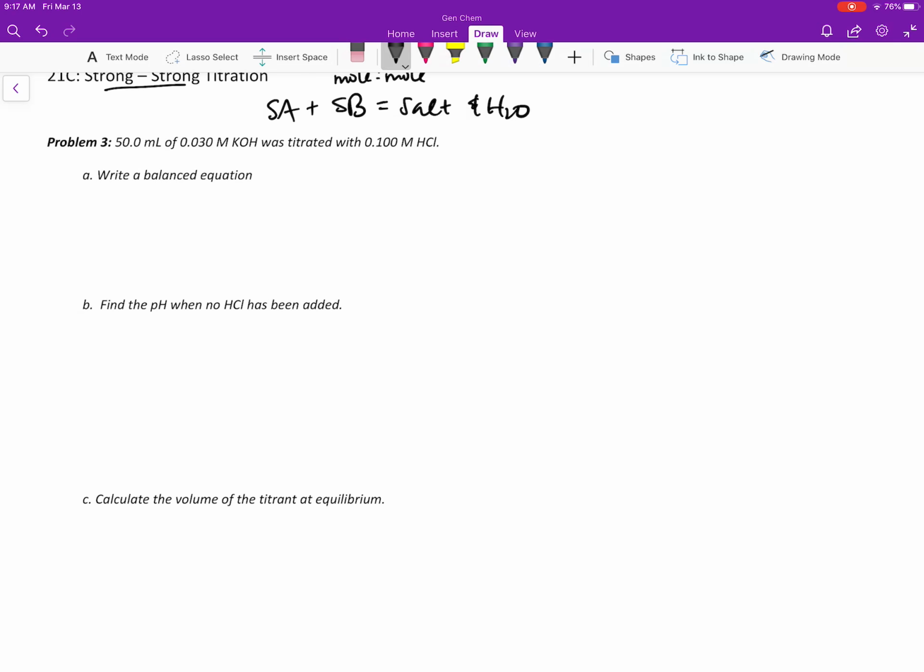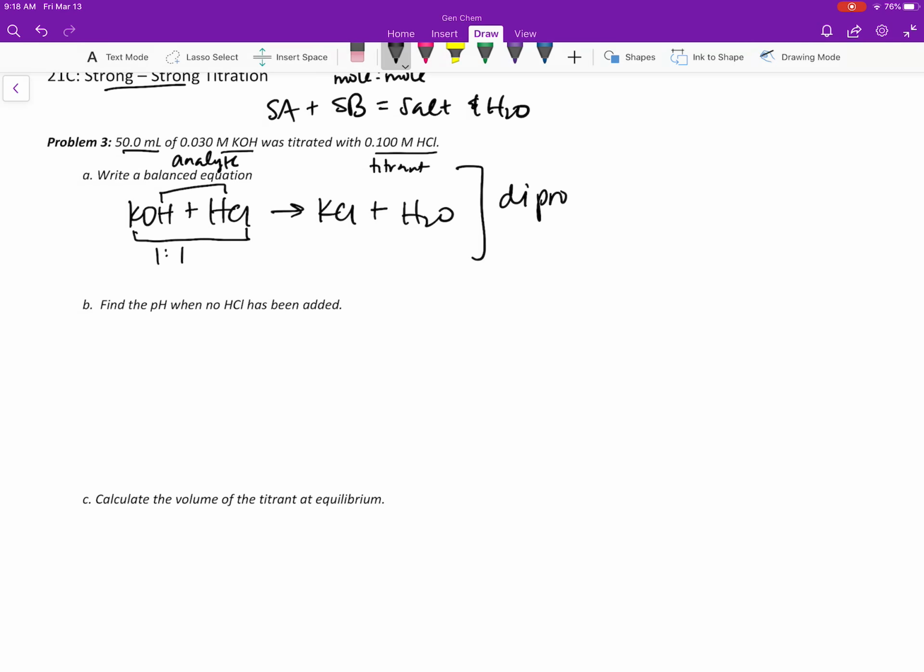So this problem tells me I'm going to take 50 milliliters of this and titrate it with HCl. So this is my analyte. This is my titrant. So I'm going to write the balanced chemical equation. Well, it's KOH plus HCl. It's a double displacement reaction as well as neutralization. So my K and my Cl come together and my H and OH come together to form water. It's in a 1-to-1 mole ratio, which makes it nice and easy. So remember, you have to make sure it's not diprotic or triprotic, because it's not going to be 1 to 1.